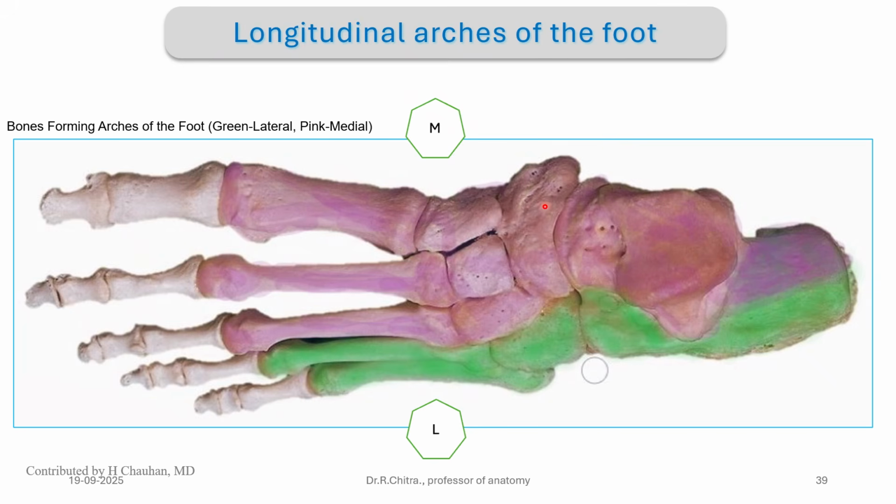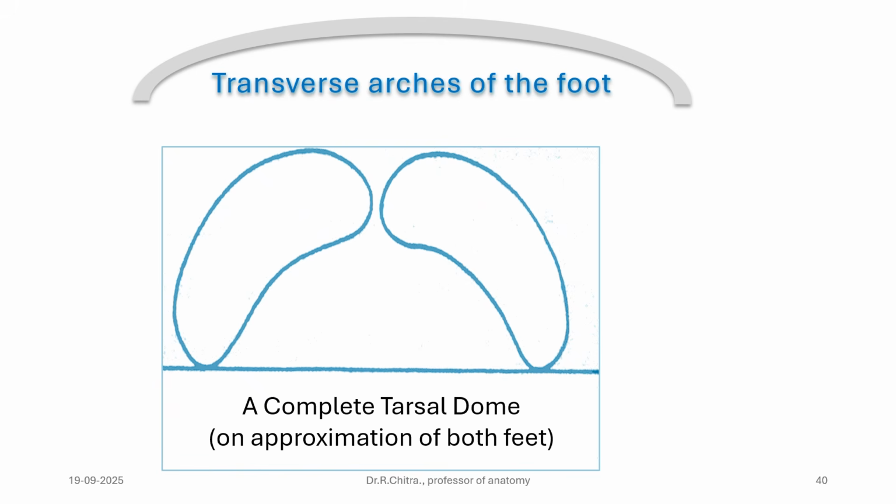Now we can compare the bones forming the medial arch and lateral arch. This side is the medial arch, this side is the lateral arch. You can see that the calcaneus is shared by both longitudinal arches. We have completed the longitudinal arches.